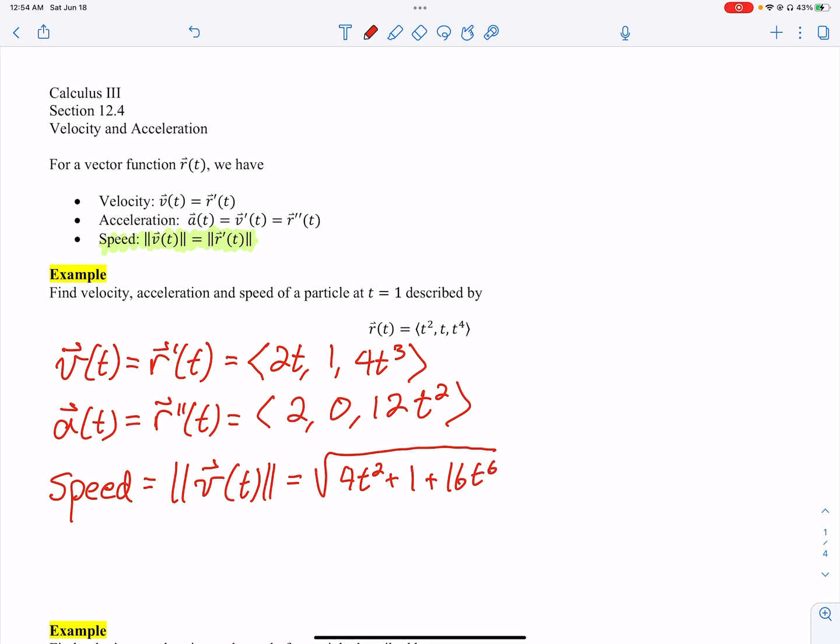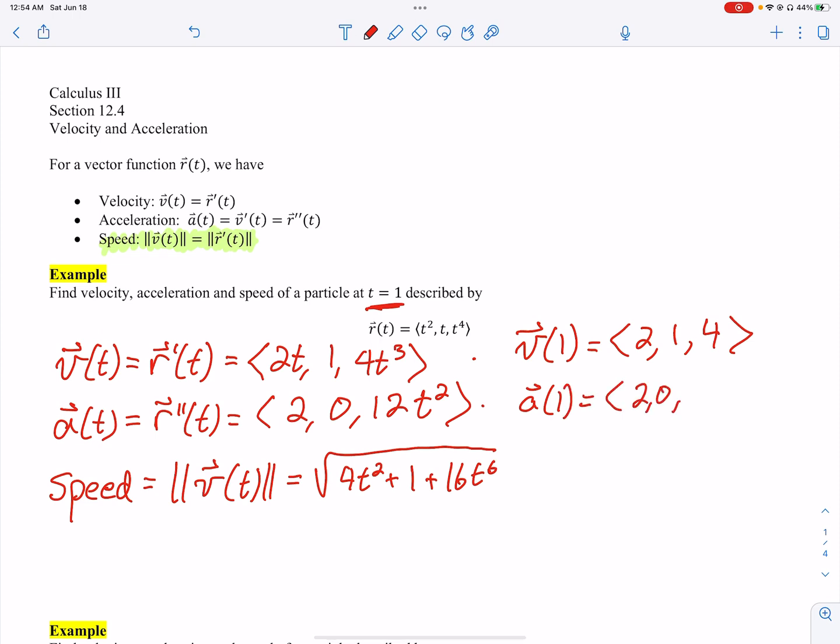But they actually said at 1, so we could have done a couple things. I did all that work to get formulas. I could have plugged into my formula for all that. We have to do that for our velocity and our acceleration. So for velocity at 1, I would just plug 1 into everything. For acceleration, I had to find the derivative so I could plug the 1 in. There was no other way around that. So plugging this in, I get 2, 0, and then I get 12.